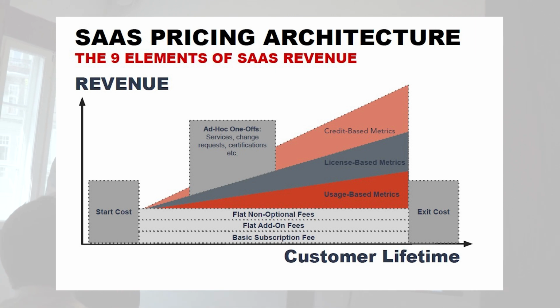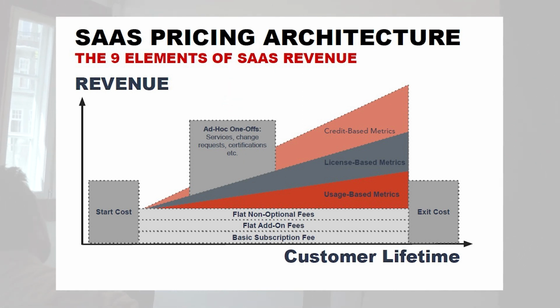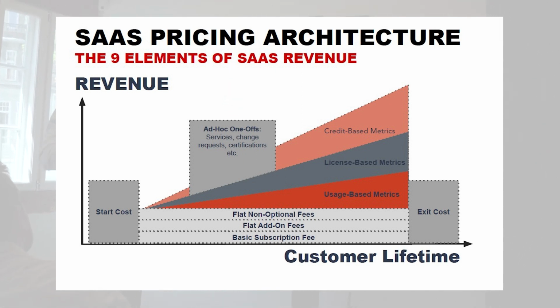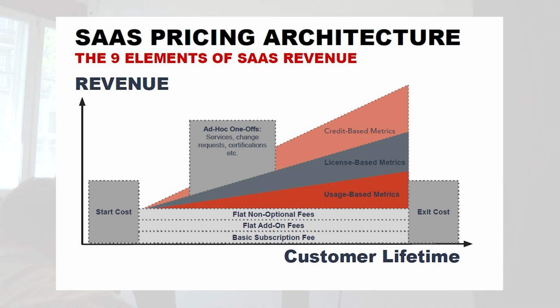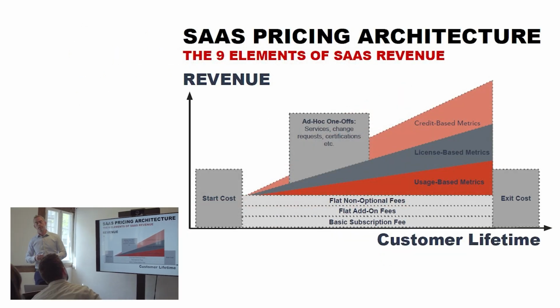Or is it some ad hoc one-offs, like we're going to build a certain integration for you at some point, or we're going to do some extra training, or we're going to add another location, or we're going to do something that is a one-off while you're still a customer, maybe underneath your recurring relationship. Or is it something that I do once at the end to maybe offboard you? Or there can be some charge there. Okay, so that's just transactional cost.